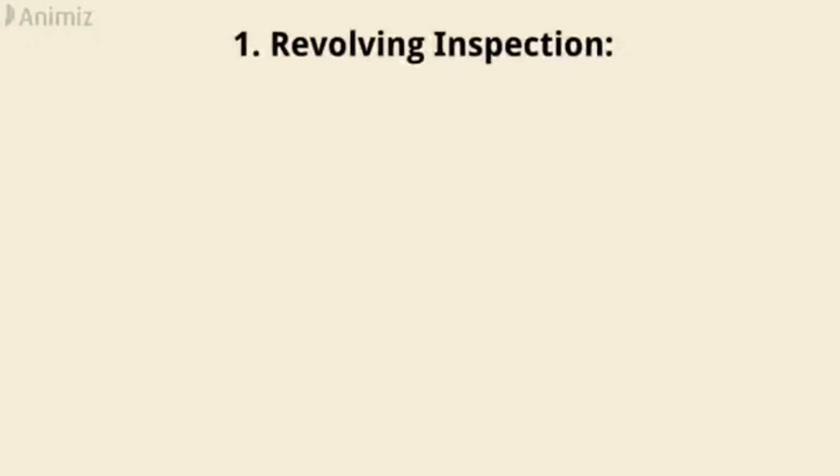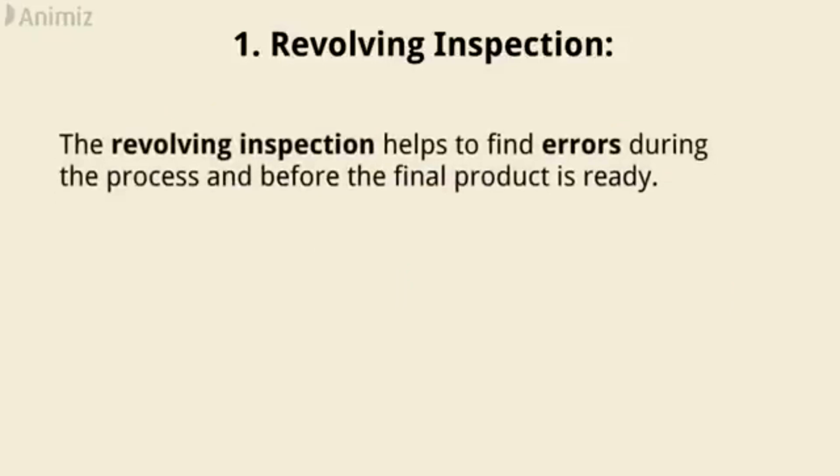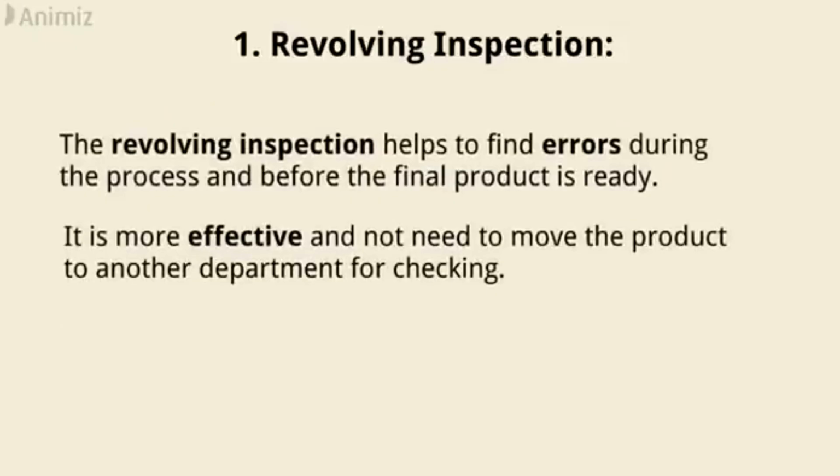1. Revolving inspection. In this type of inspection, the inspector walks around the workplace floor and checks machine to machine, samples of the work of various workers and machines. The revolving inspection helps to find errors during the process and before the final product is ready. It is more effective and does not need the product to be moved to another department for checking.